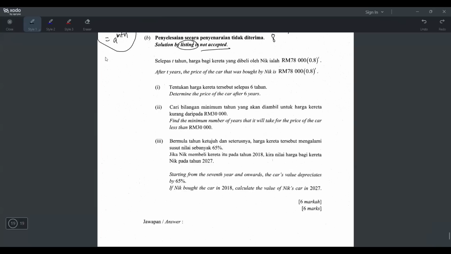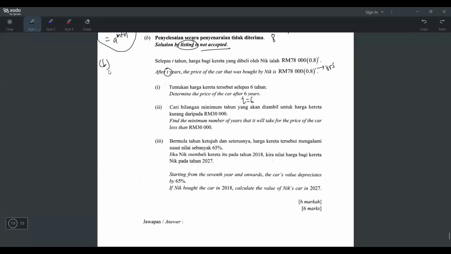After T years, the price of the car that was bought by Nick is 78,000, bracket 0.8 power T. So T represents years, right? So it means you want to find the price of the car after 2 years. It means I just substitute T as 2 and then press the whole thing, then I get my price after 2 years. That's what it means. So number 1 says determine the price of the car after 6 years. It means T equals 6 and you just substitute inside and then it's done.